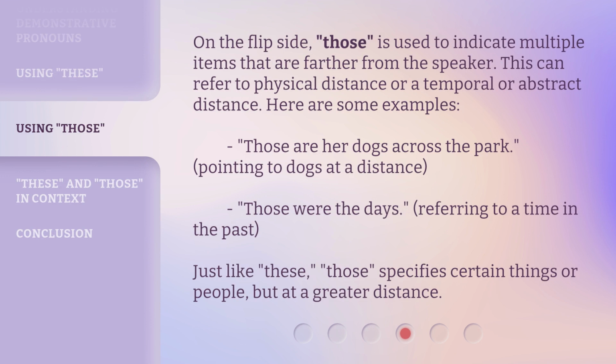On the flip side, those is used to indicate multiple items that are farther from the speaker. This can refer to physical distance or a temporal or abstract distance. Here are some examples. Those are her dogs across the park. Pointing to dogs at a distance. Those were the days, referring to a time in the past. Just like these, those specifies certain things or people, but at a greater distance.